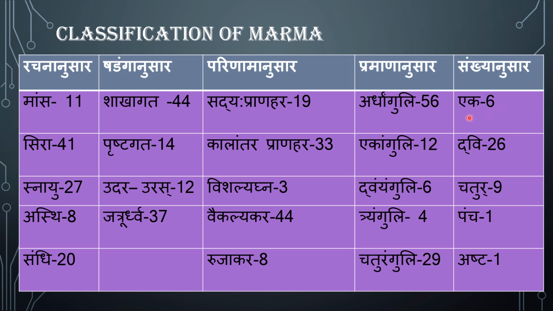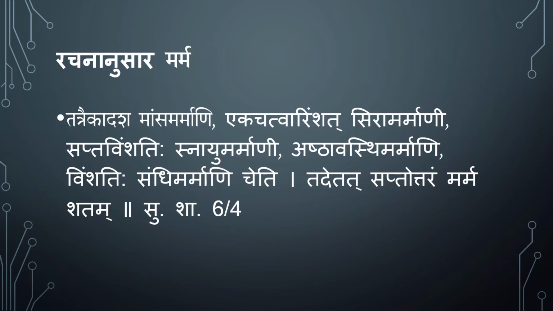Next, according to the Sankhya, again 5 types. Eka, the marmas which are 1 in number, those are 6. The marmas which are 2 in number, Dvi, 26 in number. The marmas which are 4 in number, those are 9. Marmas which are 5 in number, that is Pancha, only 1. And the marmas which are 8 in number, that is Ashta, only 1. Next, in detail classification of marma.